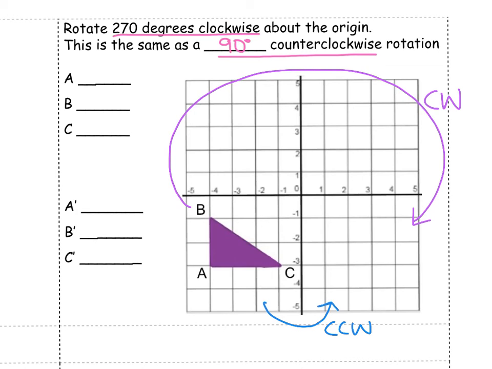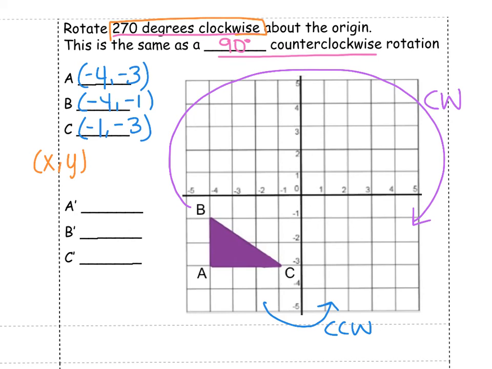So thinking about how this is going to look, let's start by finding our original points. A is at the point -4, -3. B is -4, -1. And C is -1, -3. Now, if you can visualize how this is going to look, wonderful. If you can't, remember we always have that rule. X, Y, 270 degrees clockwise.